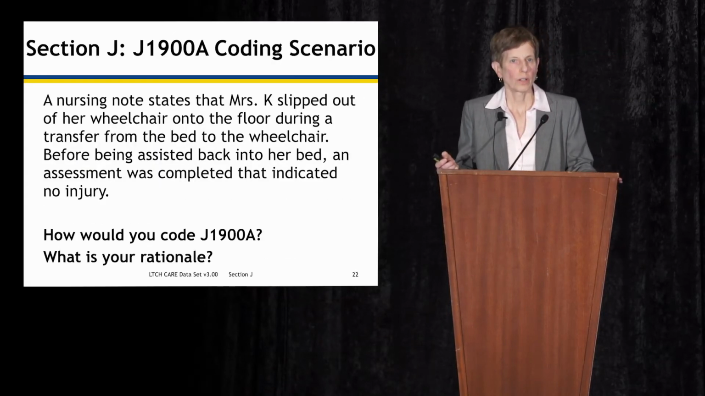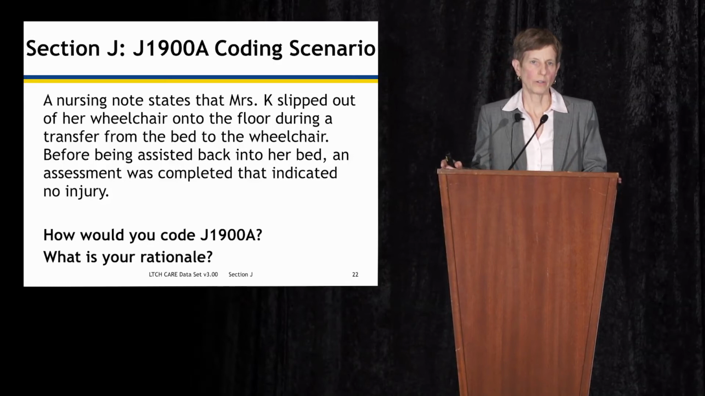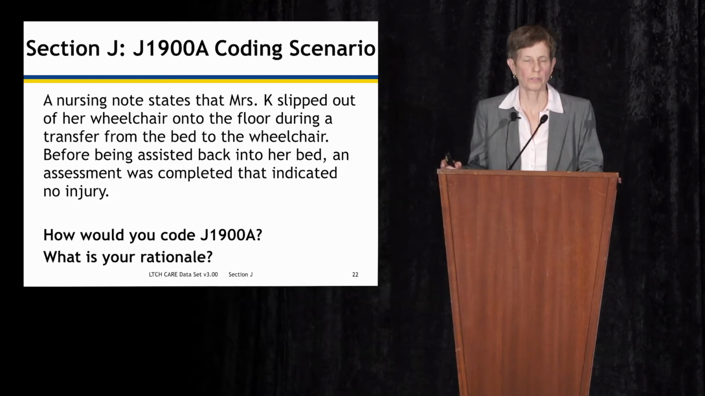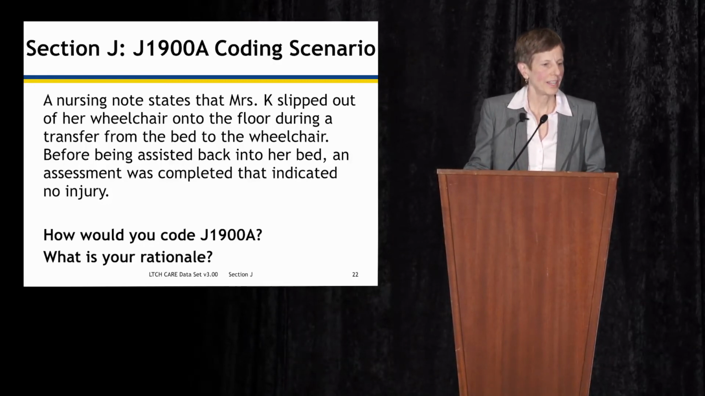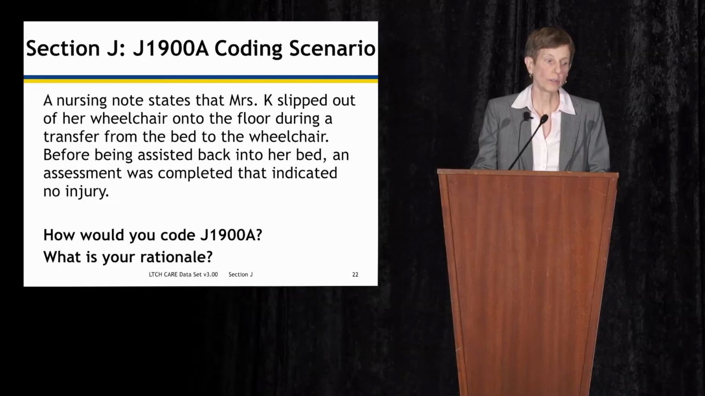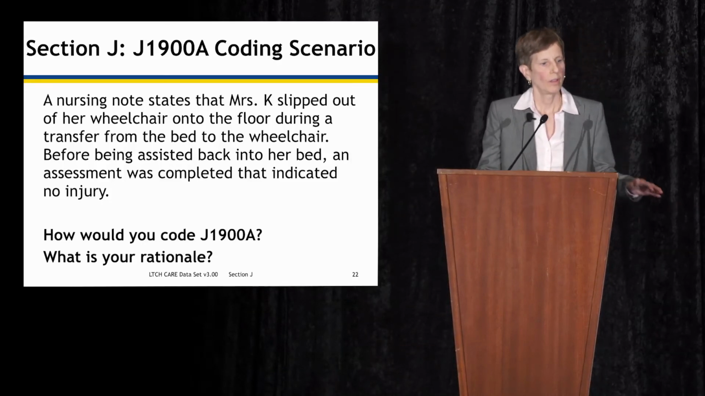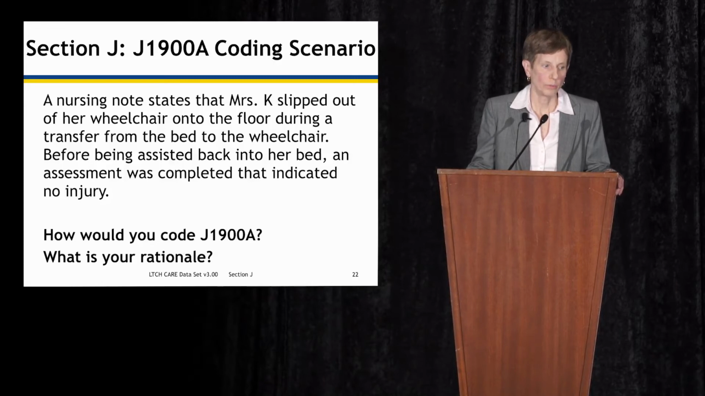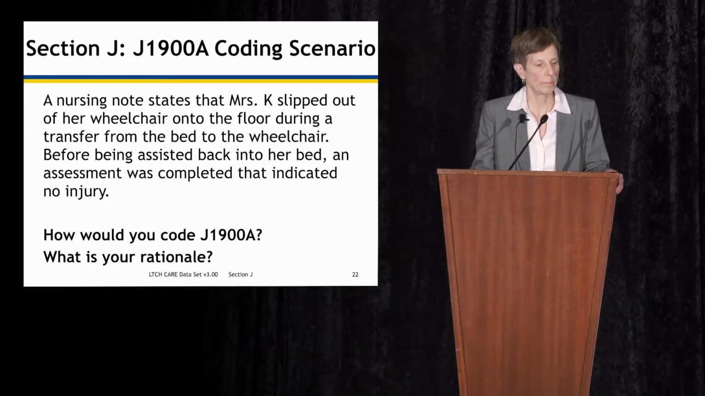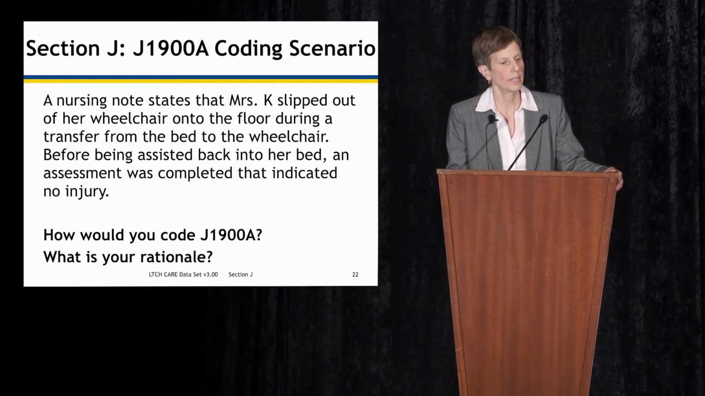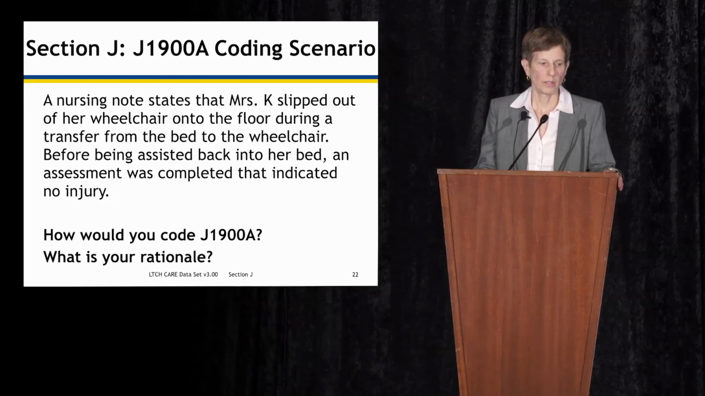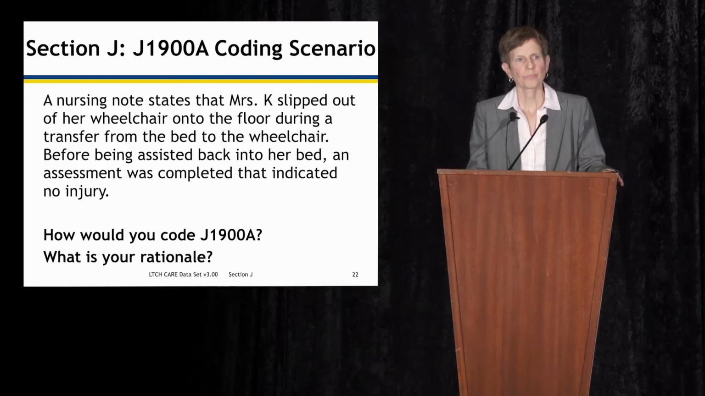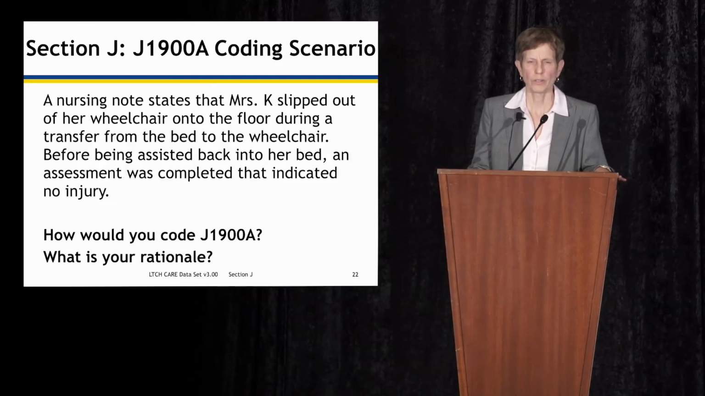So let's try these practice scenarios here. If we could have your enthusiastic participation here. So the first scenario reads as such. A nursing note states that Mrs. K slipped out of her wheelchair onto the floor during transfer from bed to the wheelchair. Before being assisted back into her bed, an assessment was completed that indicated no injury. So you are to code J1900A. The choices are 0, 1, or 2. Did Mrs. K have a fall, and what type of fall was it?